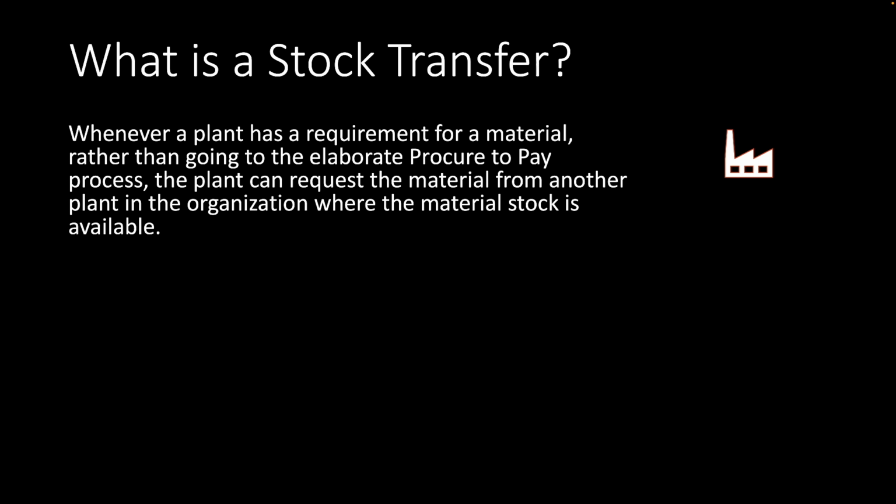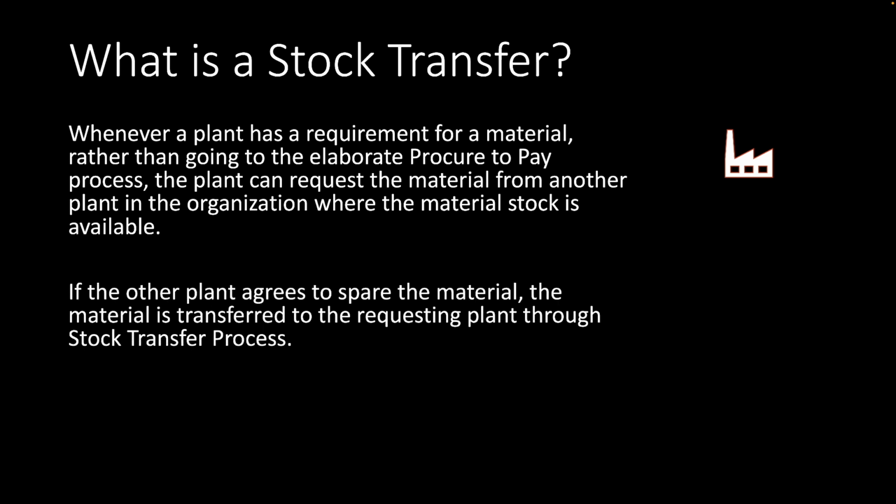So rather than going through this particular process, what you can do is check whether this material inventory is lying at any other plant or not. In SAP, you can check the stock for any plant through T code MMBE or MB52. And let's say that you find that the material is available at a particular plant. Now what you can do is contact that plant, contact the warehouse manager and ask him to spare the material for you. That is, if that plant does not require that material, then the plant can spare that inventory for you. So you can request that material inventory from the other plant. And if the other plant agrees to spare the material, then this material will be transferred from one plant to another through the stock transfer process. So this is a very important process in SAP MM.